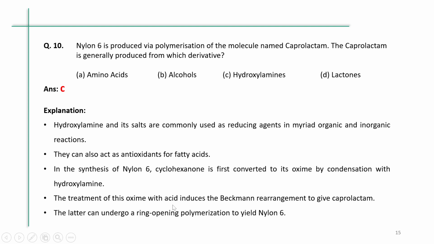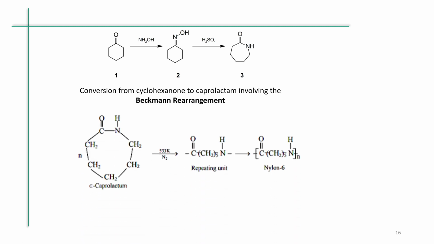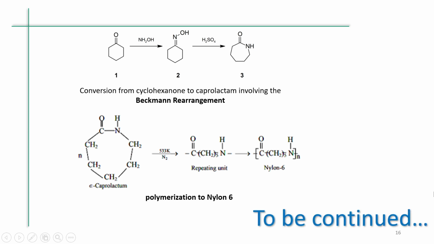So treatment of this oxime with the acid induces this Beckmann rearrangement to give caprolactam, and then caprolactam is allowed to react at high temperature, and it will undergo ring opening polymerization to yield nylon 6. This is the caprolactam. It is allowed to react at high temperature, and this ring will be opened up. This unit will be formed, and it will link by stepwise polymerization, leading to nylon 6 polymer formation. So we will continue the session.